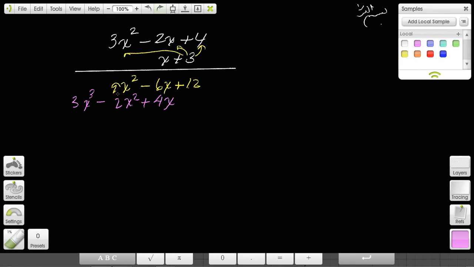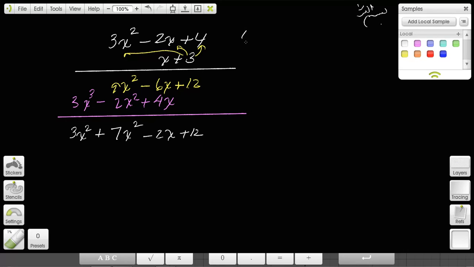And then all I have to do is add these together. I get 3x cubed. Now notice how I lined up all the degrees. Plus 7x squared minus 2x plus 12. Sorry, this is plus 7x squared minus 2x plus 12.